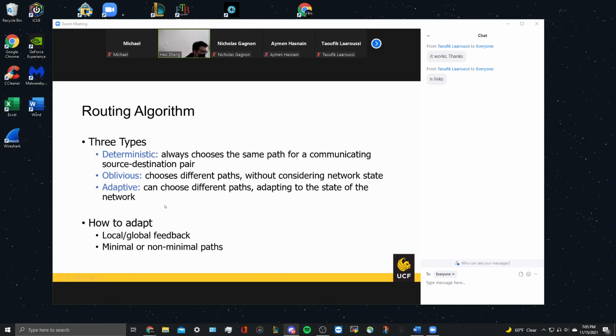Adaptive means we need to consider network status. Basically, if a certain route has very heavy traffic, we probably need to avoid that and select an idle one. This is adaptive: we are adapting to the state of the network. Of course we need to implement additional hardware to monitor the network status, so this is the cost.